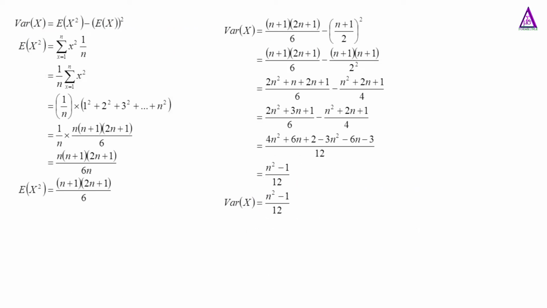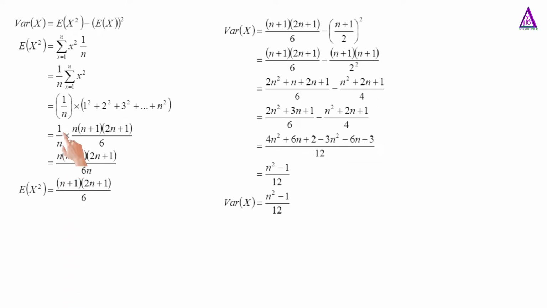Variance of discrete uniform distribution. We have the variance of x equal to the expected value of x squared minus the expected value of x, all raised to the power 2. So consider the expected value of x raised to the power 2. We have, which is equal to the summation of x ranges from 1 to n of x squared times 1 over n, which is the PDF of discrete uniform distribution.